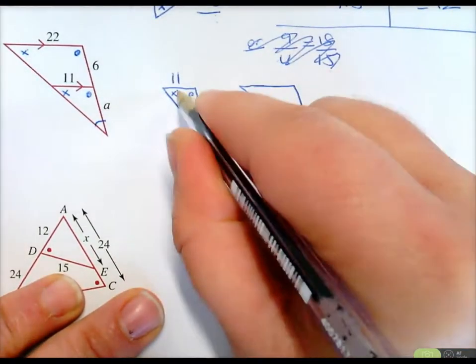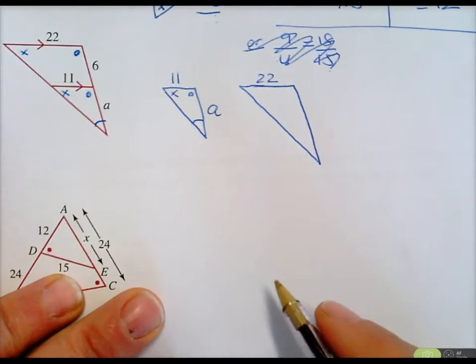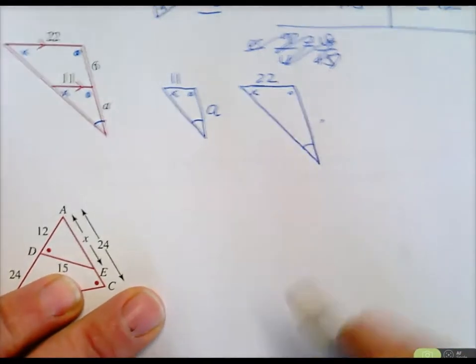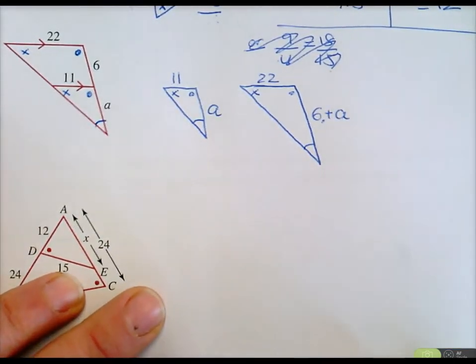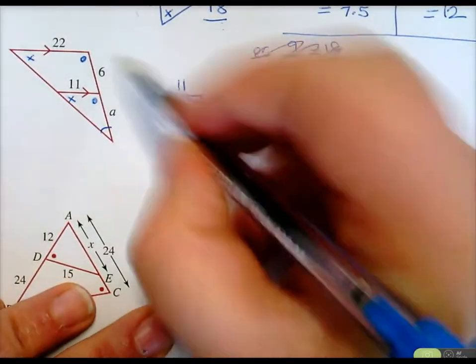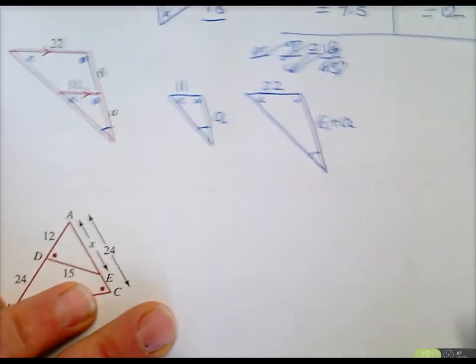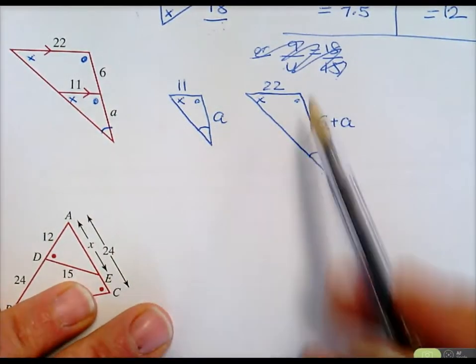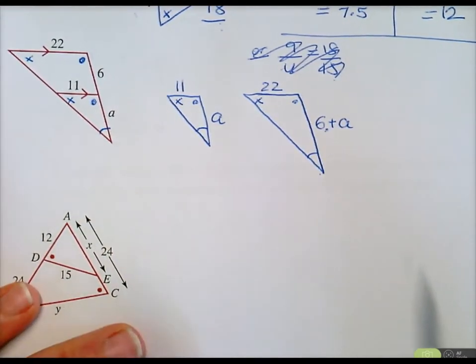So girls, what else? A small triangle, big one, 22. What are you going to call this one? Yeah, 6 plus a. Got it? Because that is 6 and that is a. That is definitely 6 plus a. Bit different to the other one. You really need to look at how the sides are marked out. All right. Are we ready? What are you going to do?